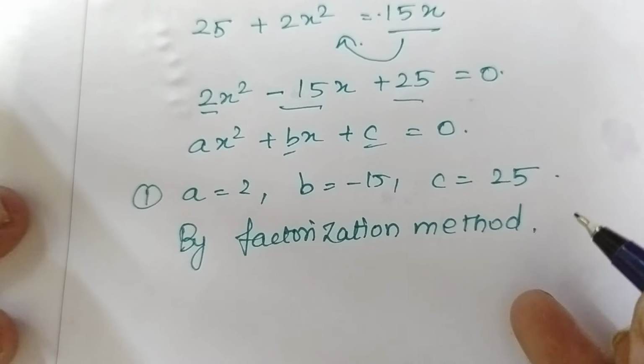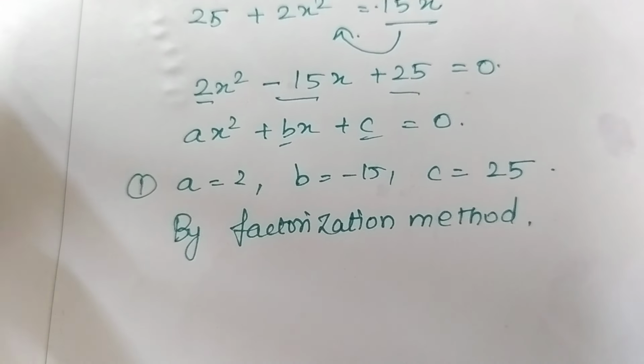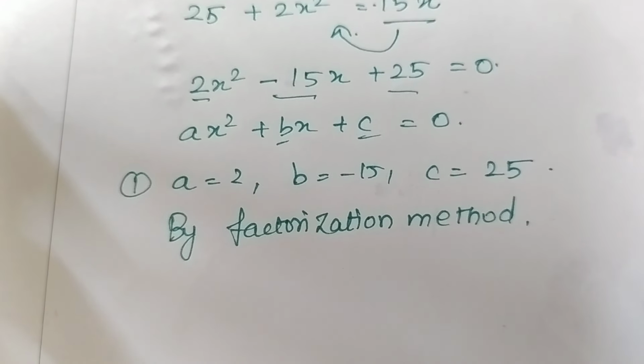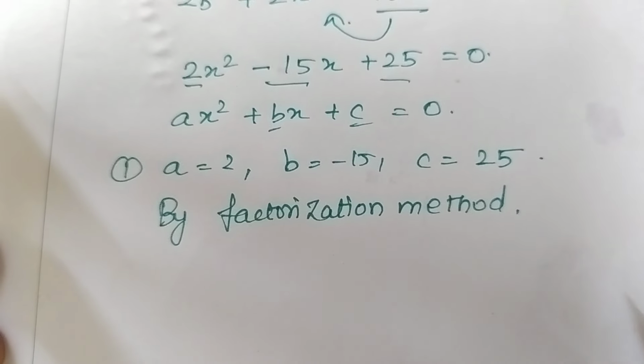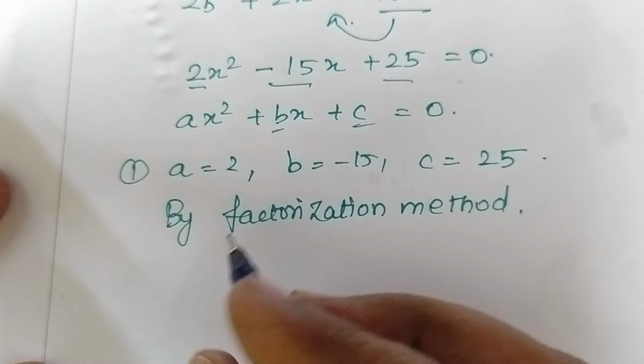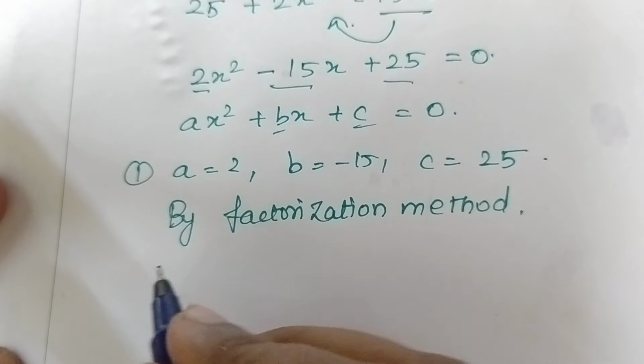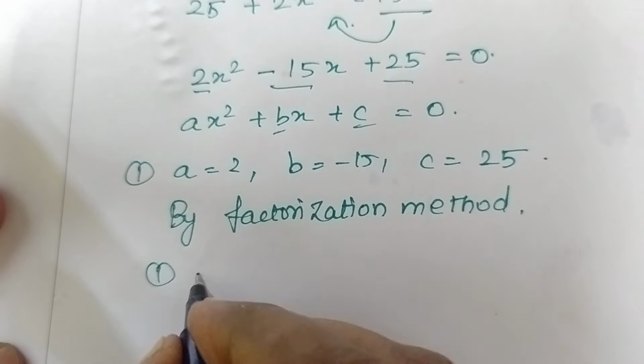So we already discussed many factorization methods, and I made a separate video for factorization also. If you have any doubt, please refer to that video. Okay. So the first step for factorization is what? I am going to multiply a and c. This is the first step. So a is 2 and c is 25. So 2 into 25 is equal to 50. And the second step is what?